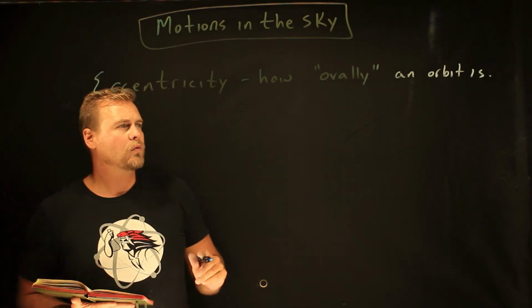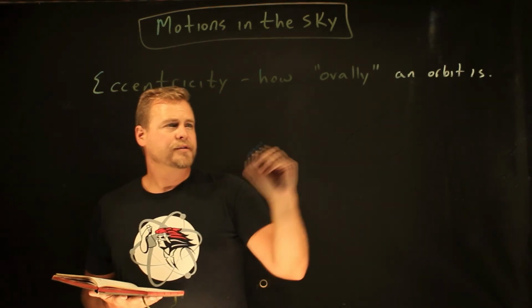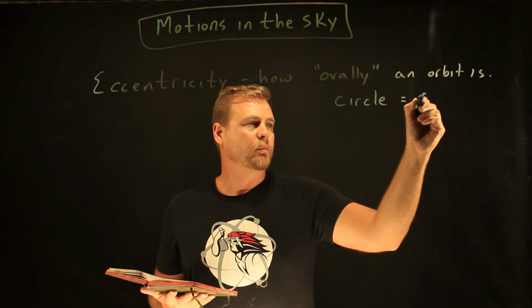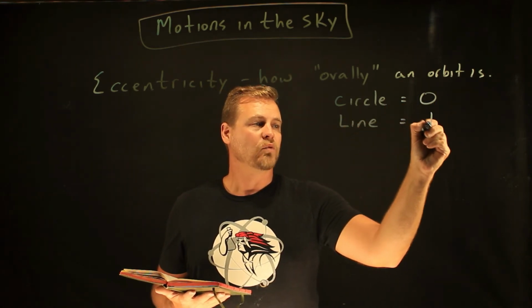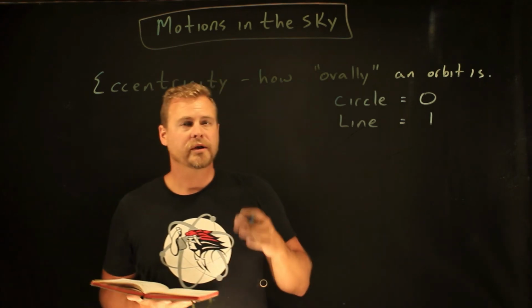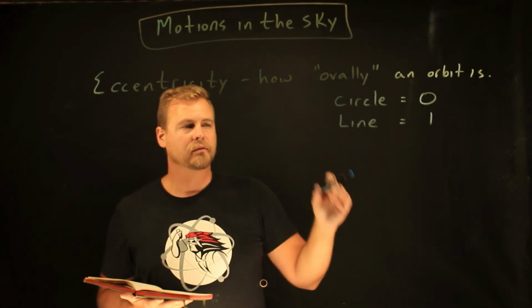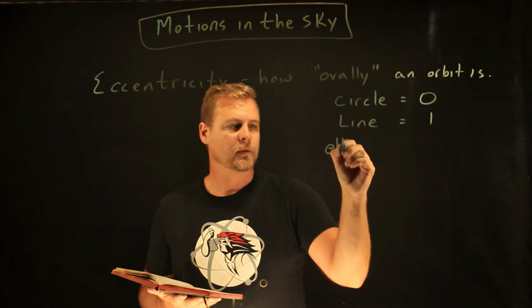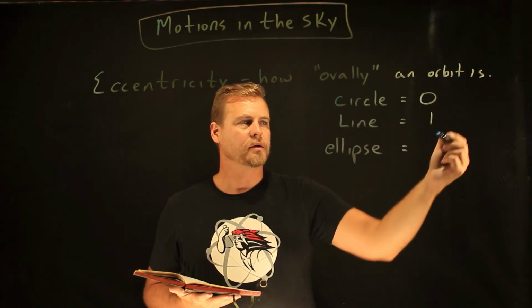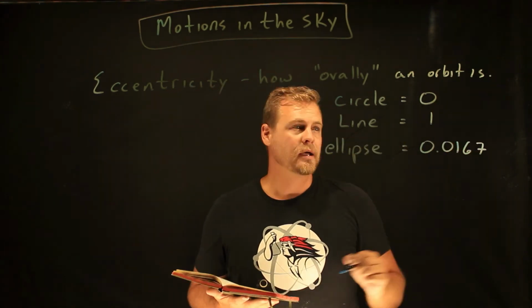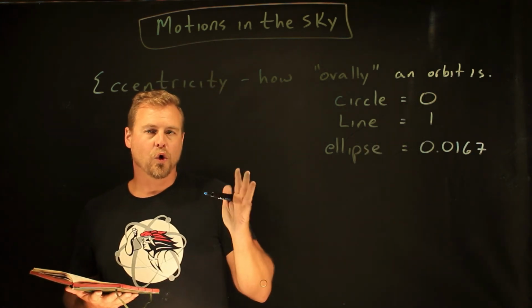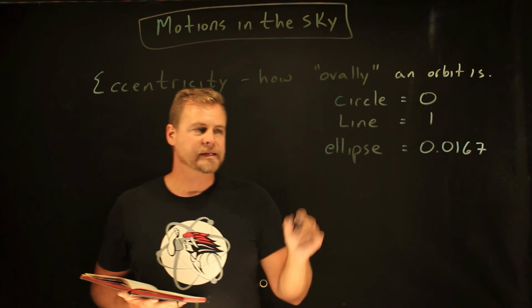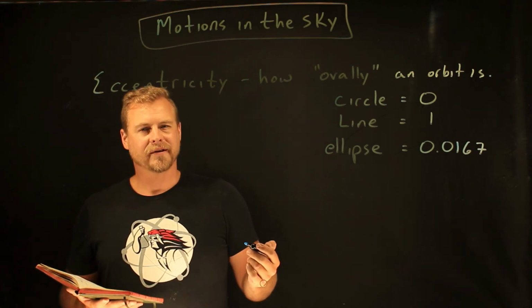Eccentricity is how oval an orbit is. For reference, a circle is a perfect zero, and a line is 1. And so we know that the orbit of the Earth is an ellipse, and so an ellipse will fall between 0 and 1. Pretty doggone close to a circle. And so our oval orbit, or our elliptical orbit, isn't very elliptical.